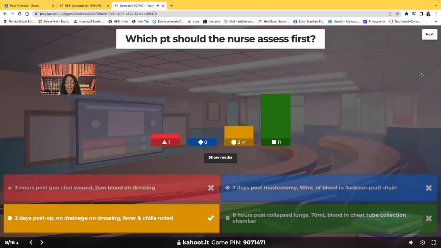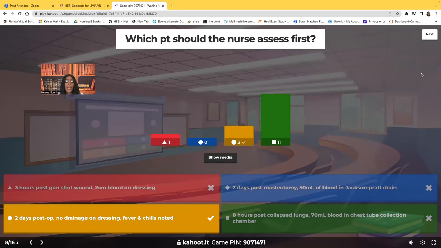Okay. Well, most of you guys went with green, and that's incorrect. Only 3 of you guys chose the correct answer. So let's talk about the correct answer, and then we'll talk about the other ones. The correct answer, who you're going to assess first, is going to be the patient that's 2 days post-op, no drainage on the dressing. Now, that's not why we're assessing them first. That's not the problem.